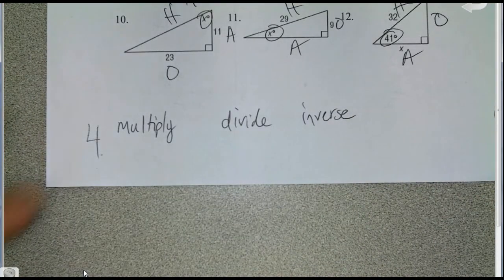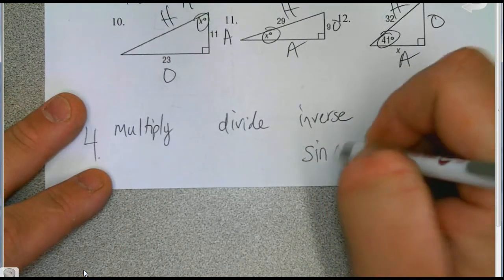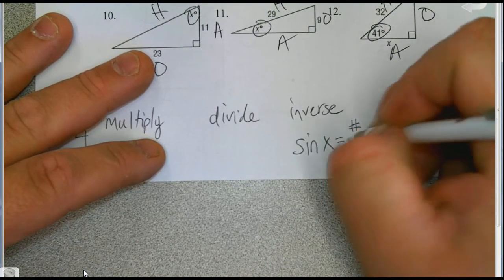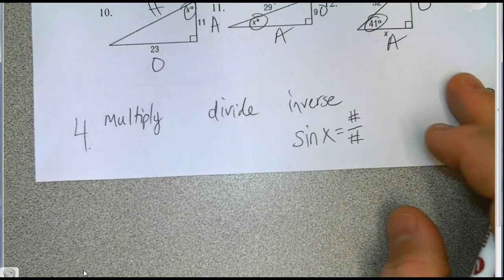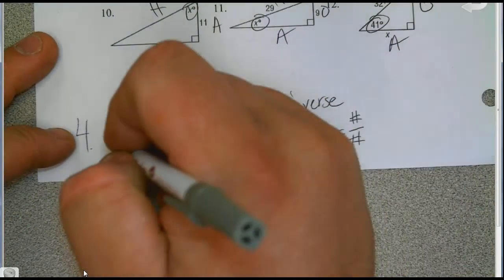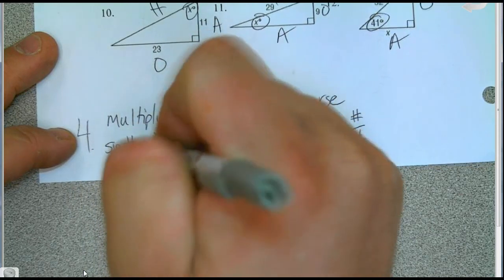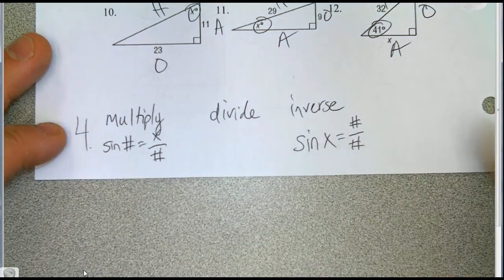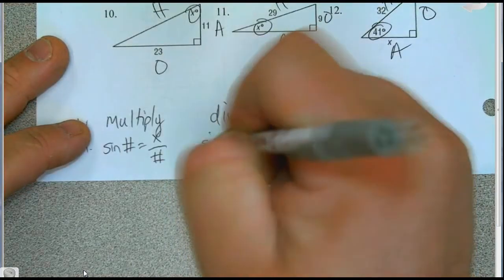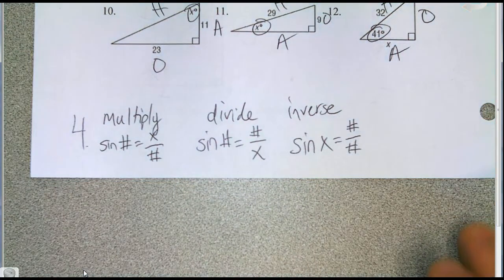It all depends on where the x is. If the x is beside the trig function, so if it's the sine of x is equal to a number over a number, you do what we call the inverse. If the x is on the top, so if we have the sine of a number is equal to x over a number, then we multiply. If the x is on the bottom of the fraction, so if we have sine of a number is equal to the number divided by x, then we divide.